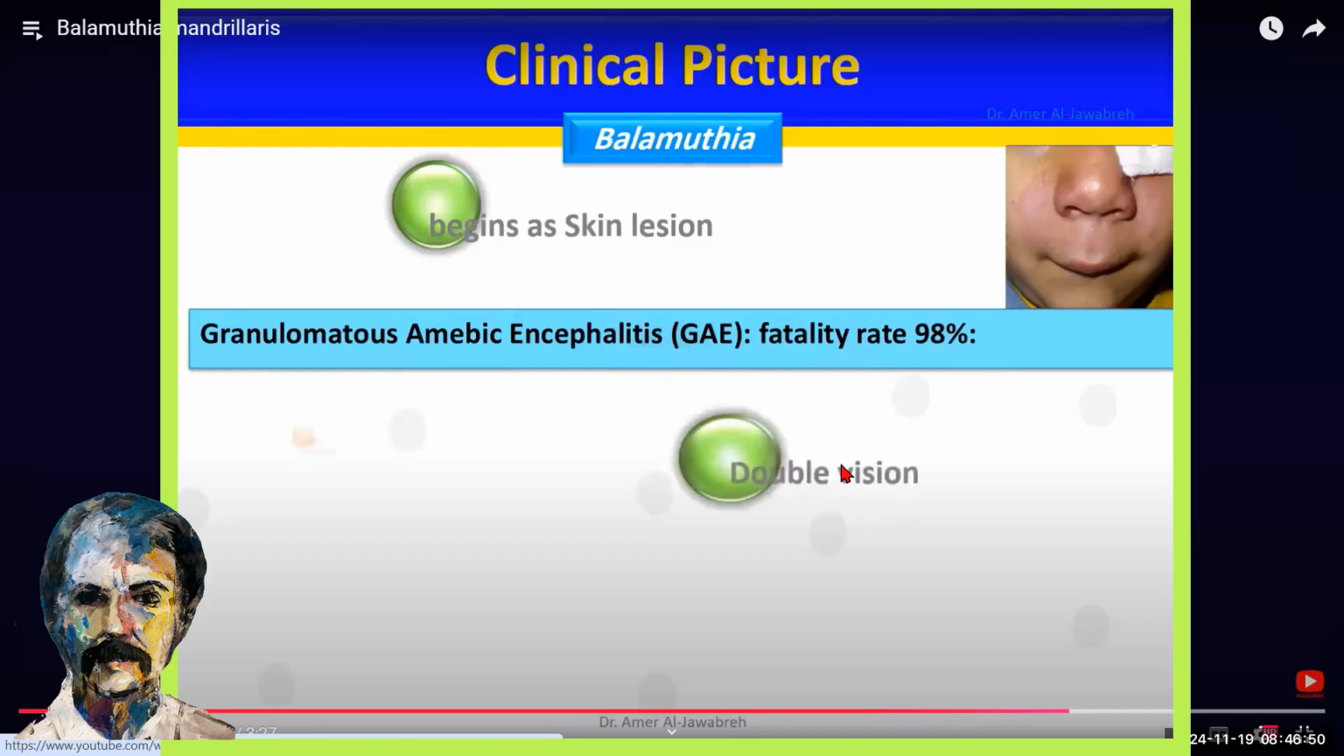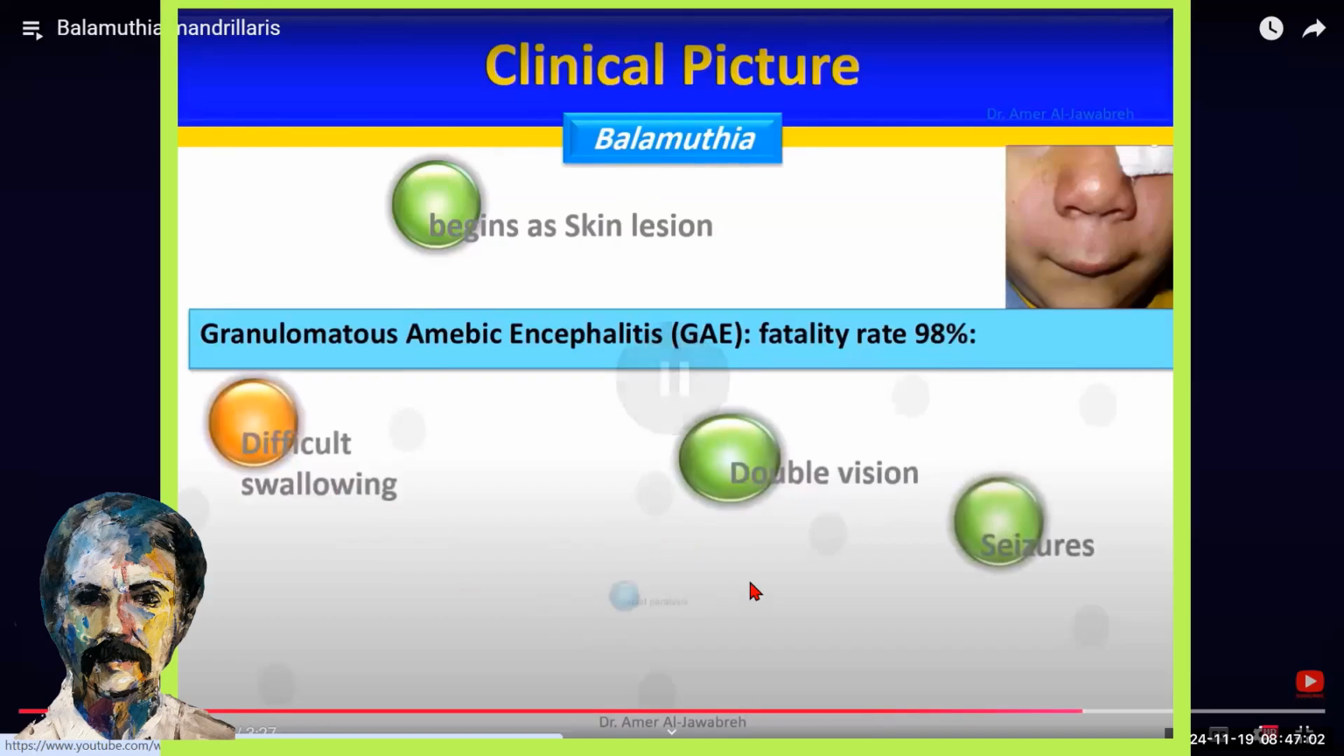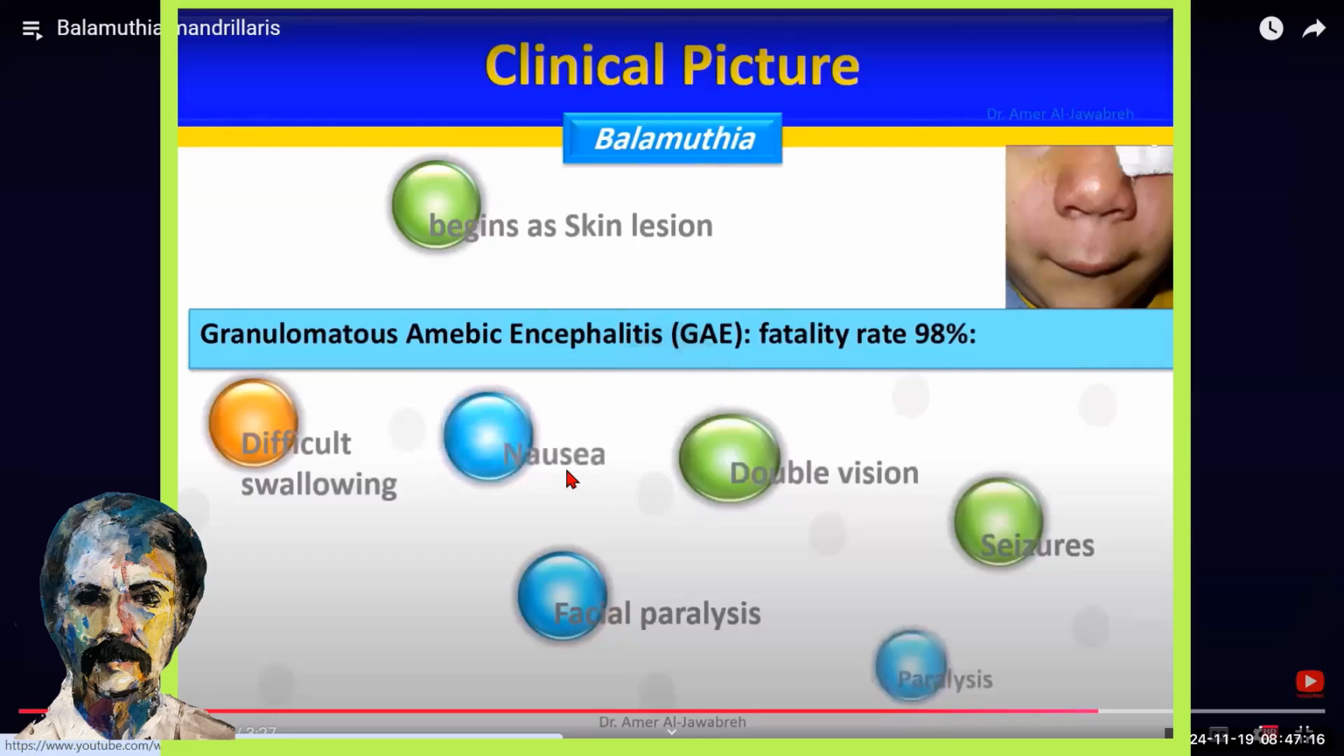Double vision, because it affects the brain, so you see things too. Difficulty in swallowing, because it's affecting the central nervous system. Seizures. Facial paralysis like this. There is paralysis in the face, so you cannot move your mouth, just like if you have palsy, cerebral palsy. Nausea, paralysis, vomiting.